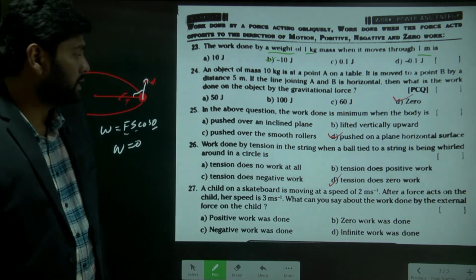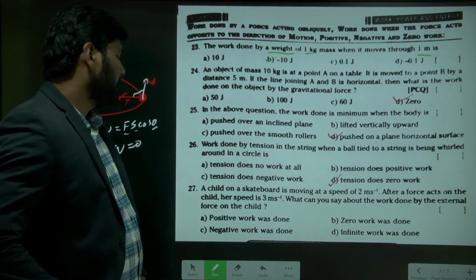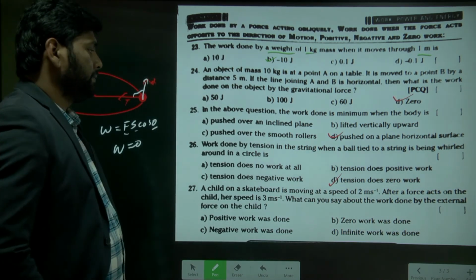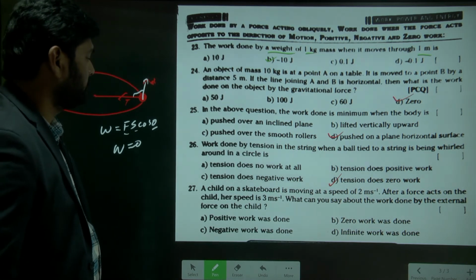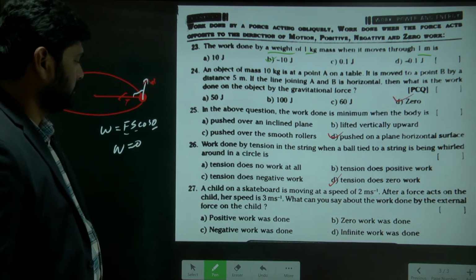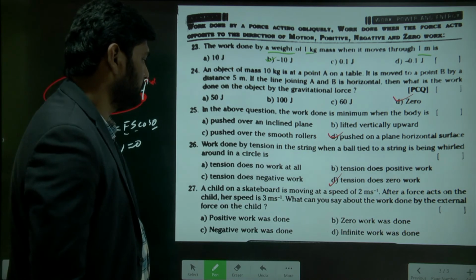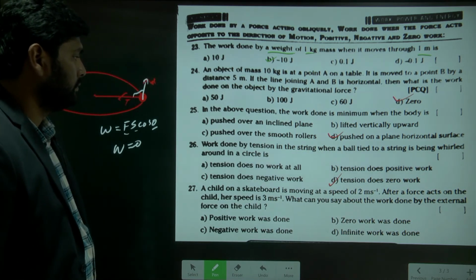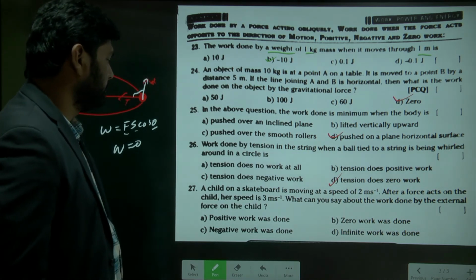What is the next question? A child on a skateboard is moving at a speed of 2 meters per second. After a force acts on the child, her speed is 3 meters per second. What can you say about the work done by the external force on the child?